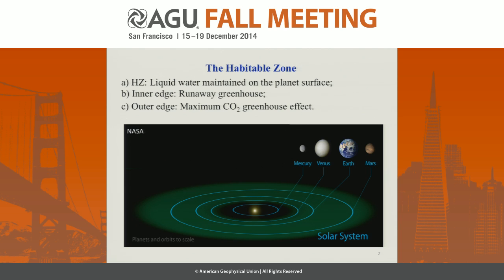Today, I focus on the inner edge, runaway greenhouse effect. It means that as the surface flux increases, more and more water vapor enters into the atmosphere, because water vapor is a very strong greenhouse gas. It reduces the outgoing longwave radiation. When outgoing longwave radiation is not able to balance the absorbed shortwave energy, the planet enters into runaway greenhouse state. It means that all of the ocean will evaporate to the atmosphere and escape to space.